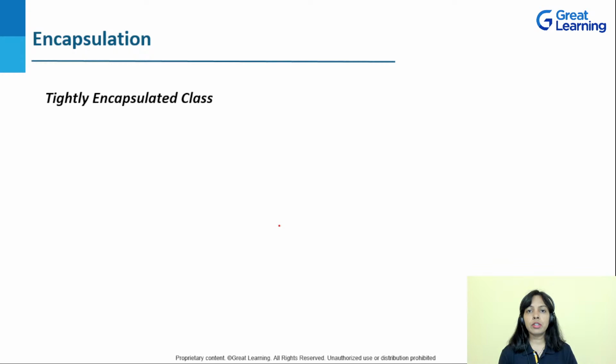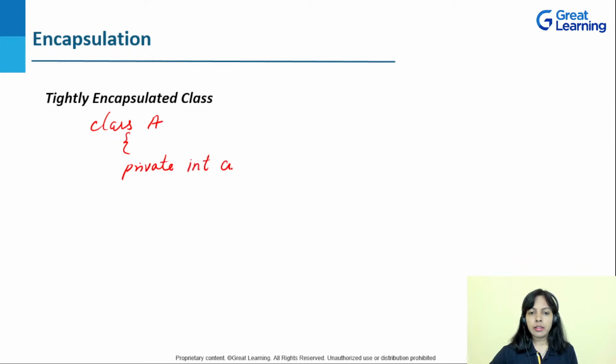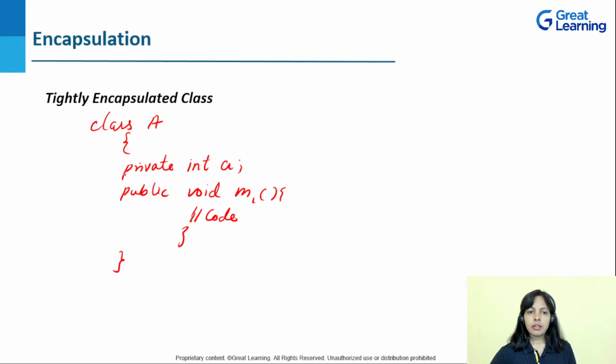Now, I'll talk about one more concept of encapsulation, that is the tightly encapsulated class. Now, what is that? See carefully here. If I say class A, inside this, I have a data member private int A. Then I have a method public void m1, and then implementation code for this, which I'm not writing. This is just commented out, and then closing of the class.